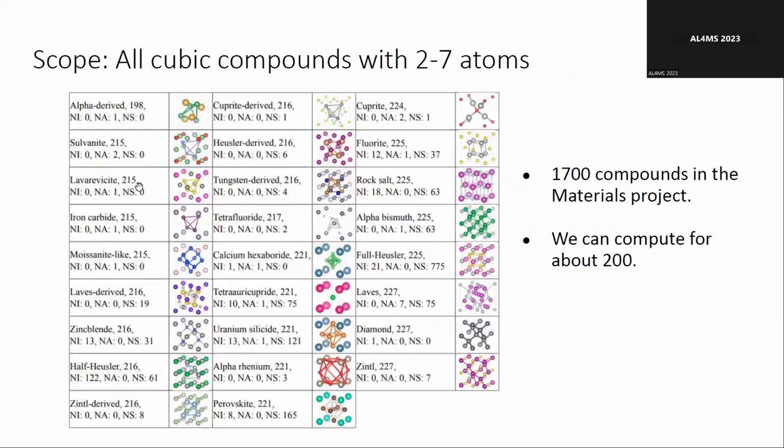So that was the case study. So our scope was not these 100,000 compounds. We were limited. We thought we should limit ourselves initially to the 1,700 cubic materials in the Materials Project. Of course, not all of these are synthesizable, as we heard earlier, but this was our starting point. So that would be the next question, if they are synthesizable. And then, as I said before, we can compute for about 200 of these compounds. And here's the entire list of space groups and compounds among these cubic compounds with 2 to 7 atoms.